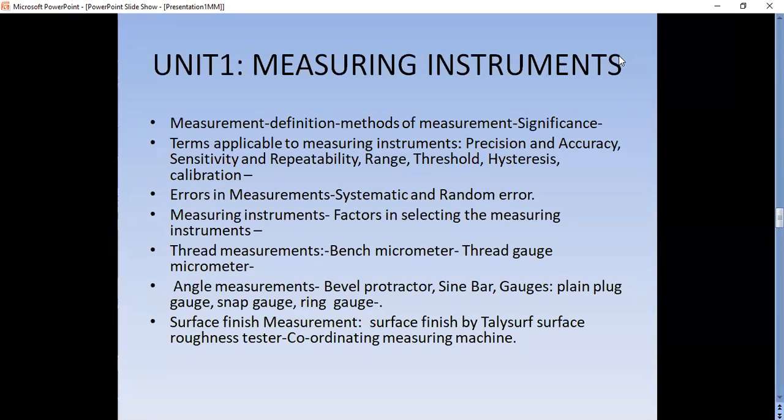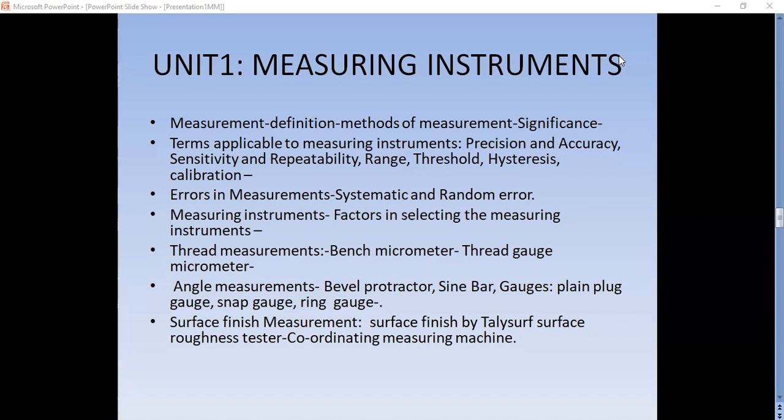Let us see now what these units consist of. The first unit, measuring instruments: we have definitions, methods of measurement, significance, terms applicable to measuring instruments like precision, accuracy, sensitivity, and repeatability, range, threshold, hysteresis, and calibration. The errors in measurements: there are two types of errors in measurements, systematic and random error. And then measuring instruments, factors in selecting the measuring instruments.